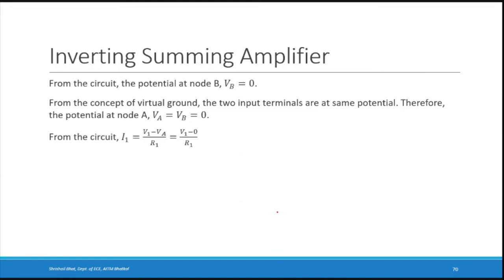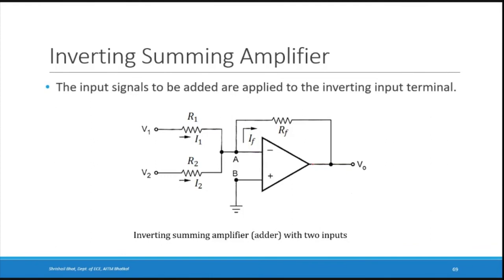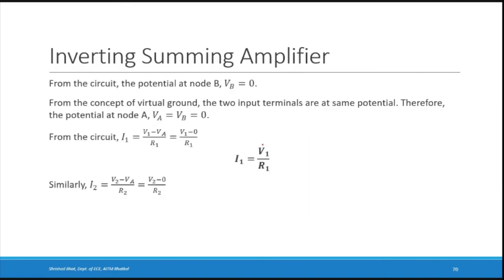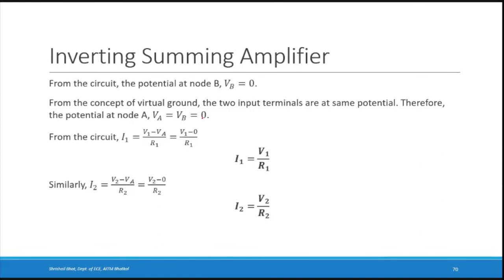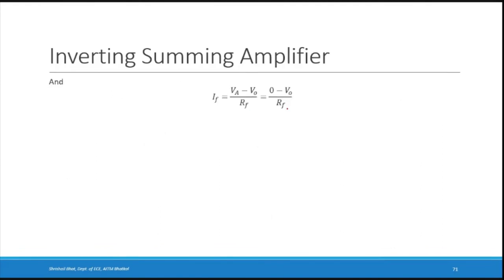Now what is IF? Just like in the previous case, this is the current through resistance RF. The potential difference across RF, that is VA minus V0, divided by resistance RF will give me IF. Is it right? IF is VA minus V0 divided by RF. But VA is 0, right? So it is 0 minus V0 divided by RF. So I can write IF as minus V0 divided by RF.